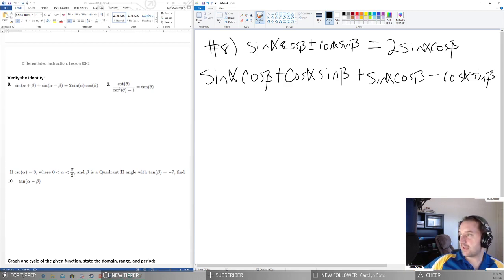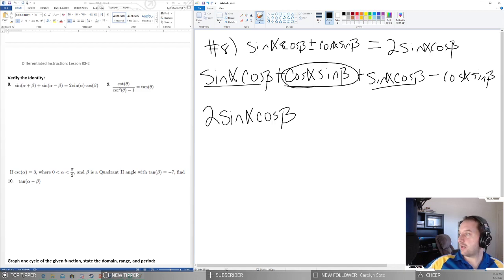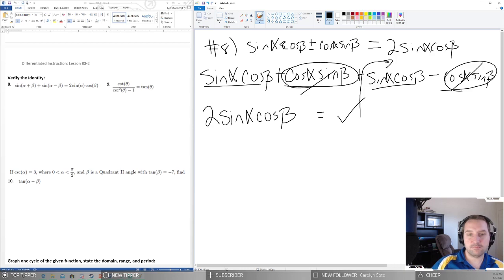Now, if there's anything that can combine, I have a sine alpha cosine beta, so that gives me 2 sine alpha cosine beta. And then the cosine alpha sine betas, those will cancel out. And so now I have equaled what I intended to equal.